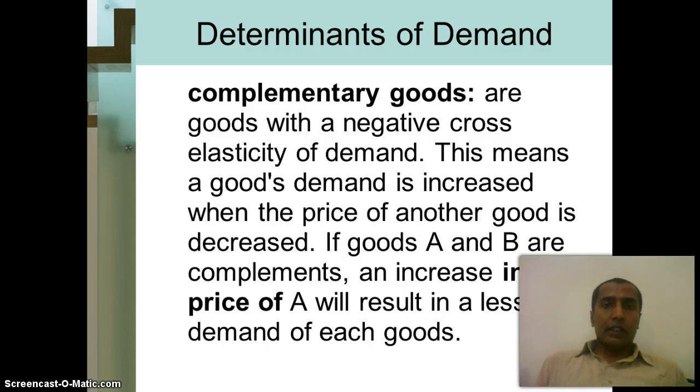An example will make it clear. For example, mobile and mobile charger. They are used together. So they are complementary goods. Similarly, DVD and DVD player. They are used together. They are complementary goods.